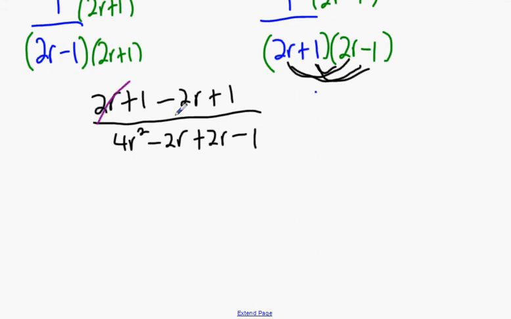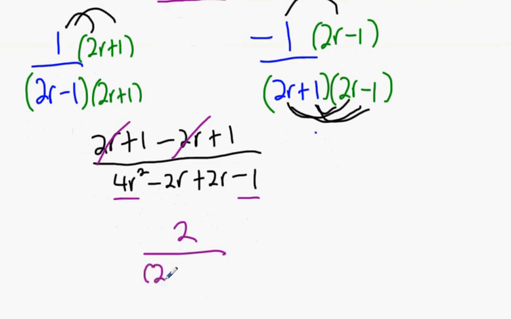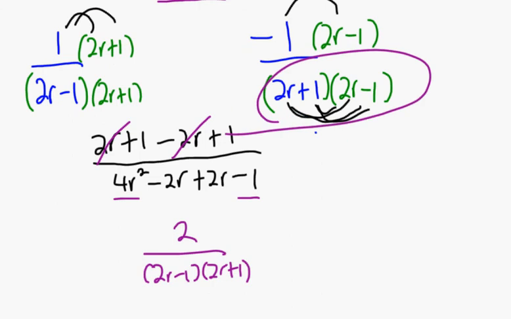2r minus 2r. 1 plus 1. 2, and then this one, this one. Now, what way did I want it? We didn't even need to multiply it out, did we? Did we need to multiply it out that time? We already had it, didn't we? So we could just say it's 2 over 2r minus 1 and 2r. Basically what I had here a second ago. Yes, Connor?